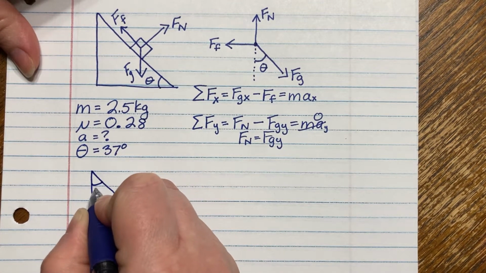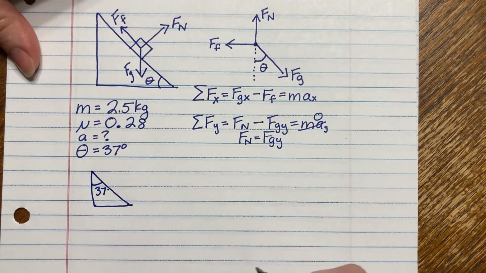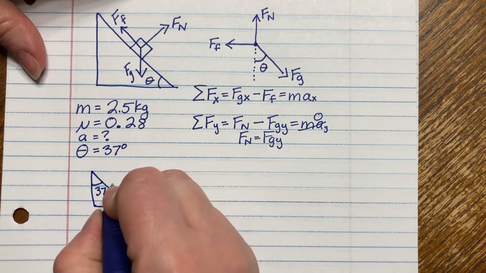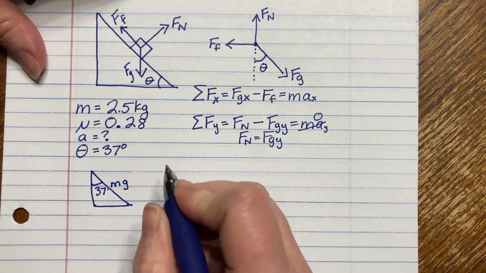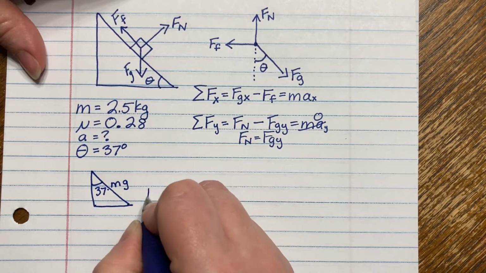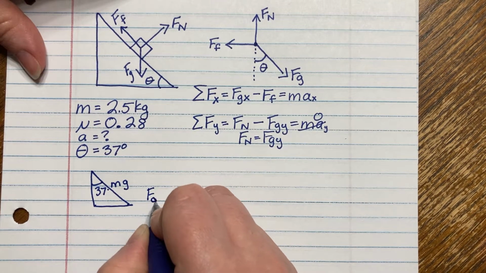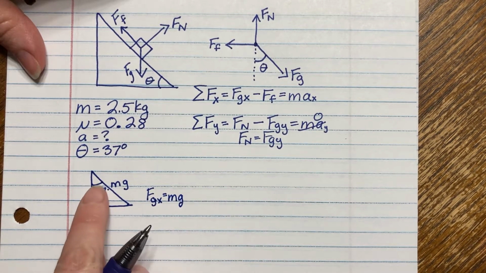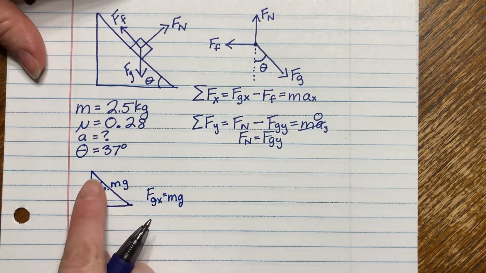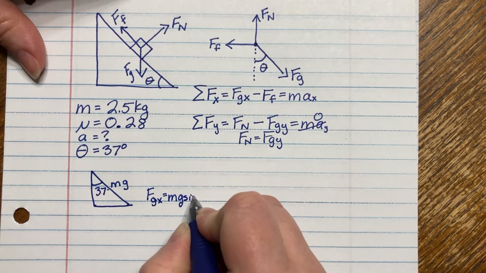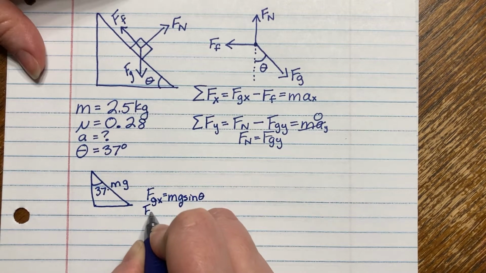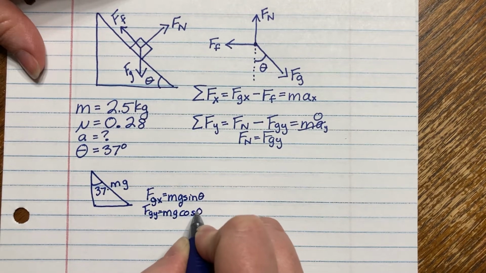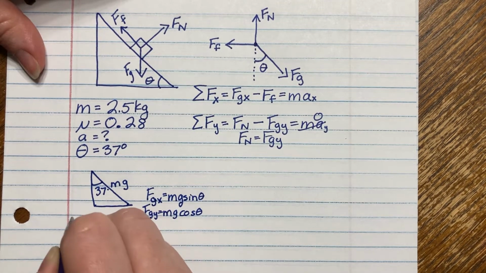So essentially, you have a triangle where this is 37 degrees, okay? This is FG, so FG is M times G, so this is going to be mass times G. So your FGX is down here. That's opposite now. So that's going to be mg sine theta. And your FGY is going to be mg cosine theta, which again is flipped from what you're used to, but still true.